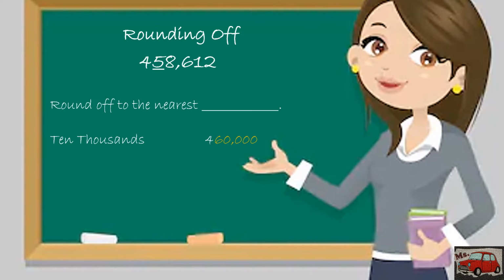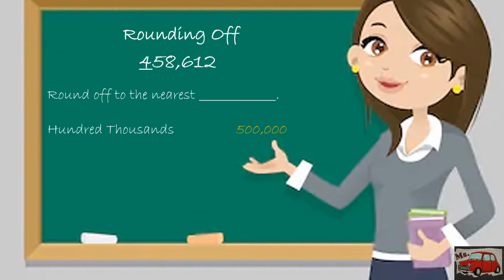Next, round off to the nearest 10,000s. So, ang 10,000s natin dyan is 5. Yung katabi ni 5 is 8. Dahil mas mataas sa 5 yung 8, so dadagdagan natin ng isa yung 5. Therefore, magiging 6 siya. So, when we round off the number to the nearest 10,000s, it will become 460,000.